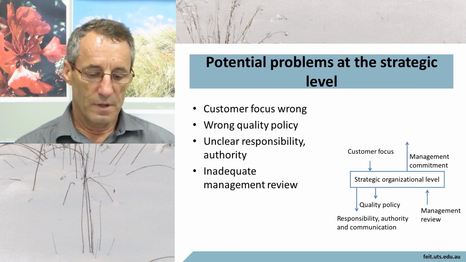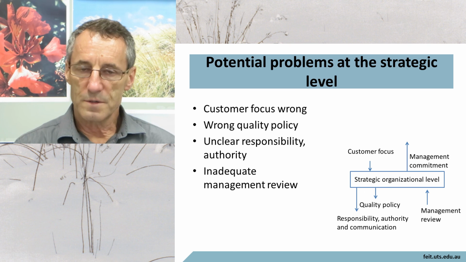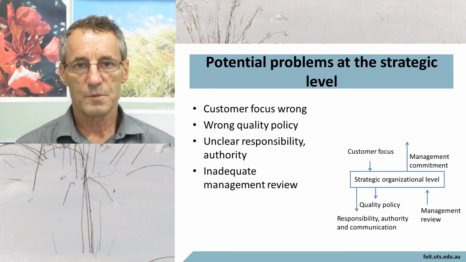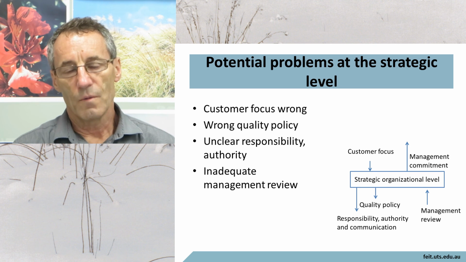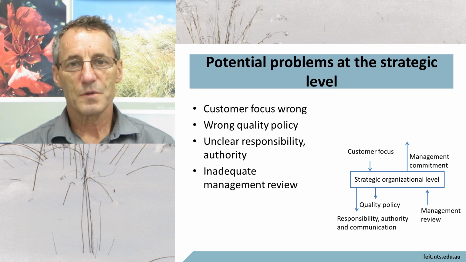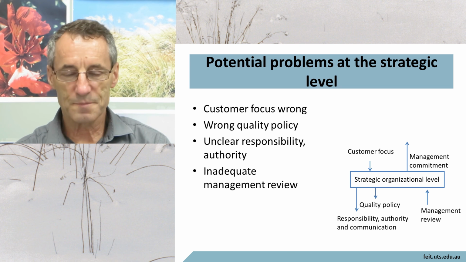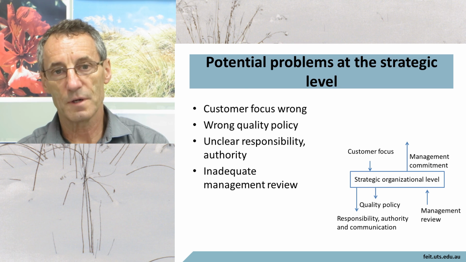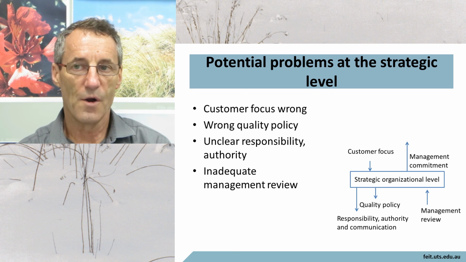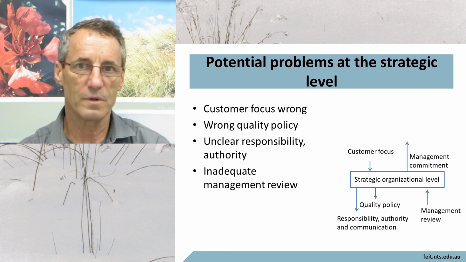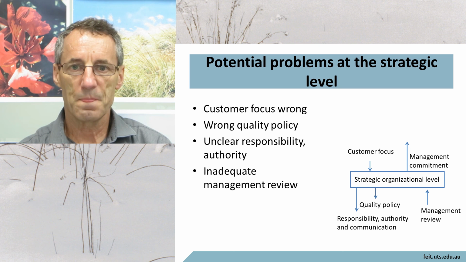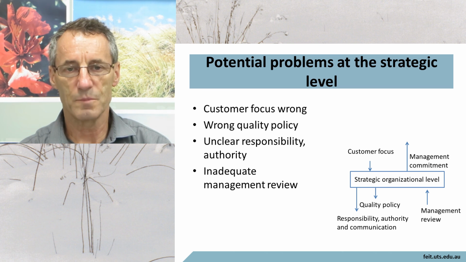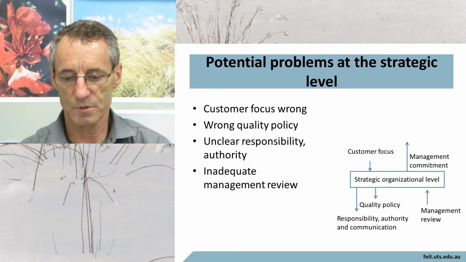Let's have a look at the kinds of things that can go wrong at this stage. What can strategic management get wrong? Well, they can get the wrong focus on the customers or focus on the wrong customers. They can have the wrong quality policy. A lot of the quality policies I have seen tend to be aspirational, like we will give top quality, whatever that means. And it's something that really is pretty meaningless and doesn't help much at all.